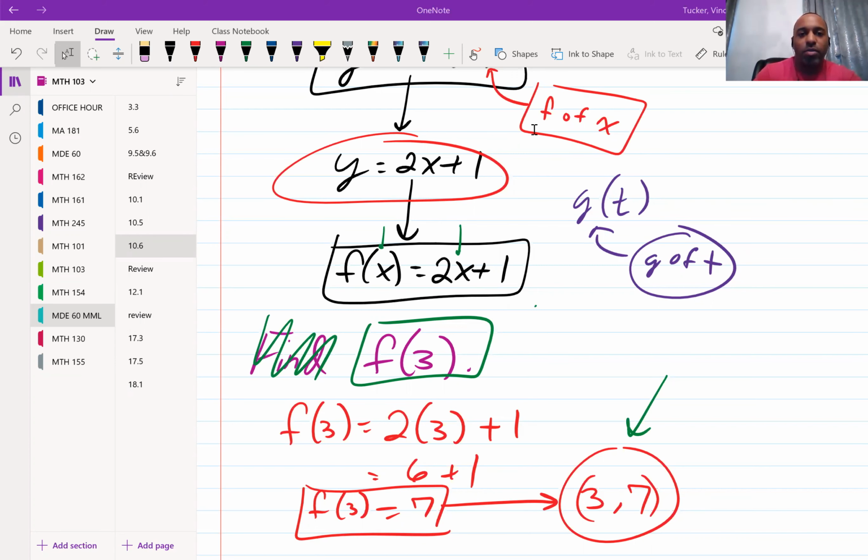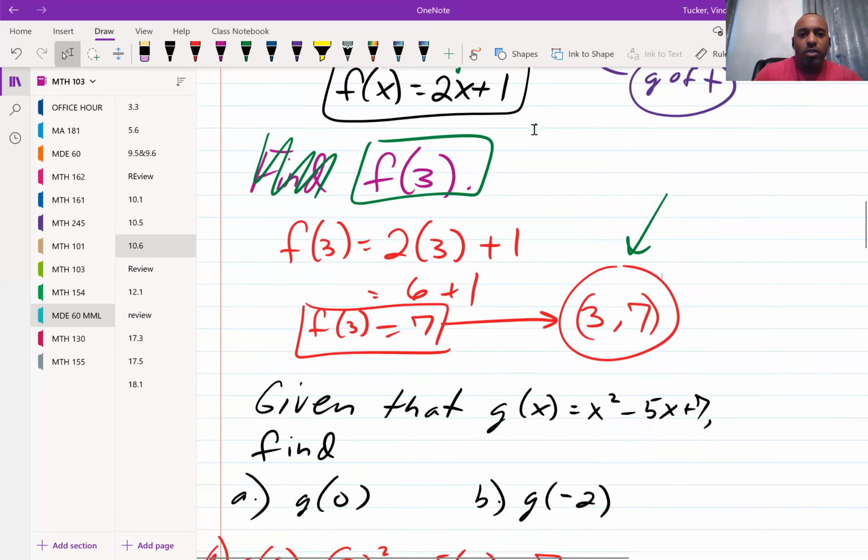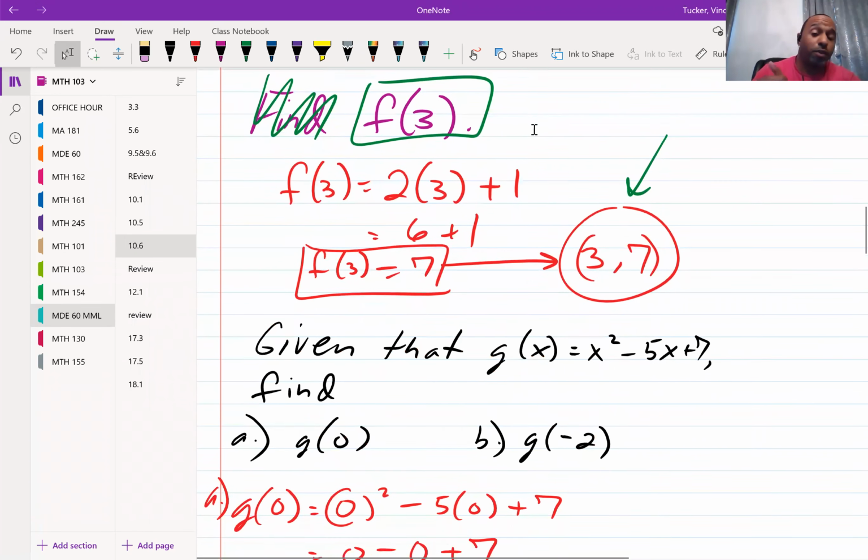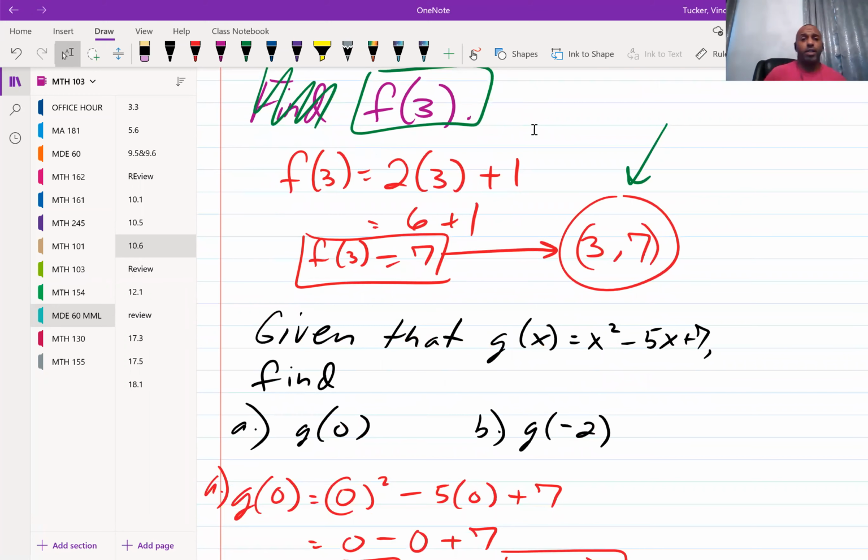All right, so let's scroll up. For the next example, the first example under function notation, they give us g of x equals x squared minus 5x plus 7. And they tell us to find g of 0 and then g of negative 2.